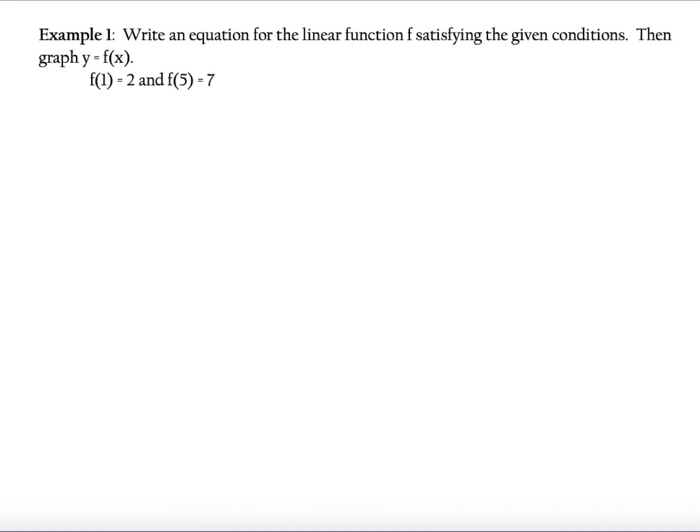So a couple of examples for us. Example number 1: write an equation for the linear function f satisfying the given conditions, and then we want to do a graph of y equals f of x. So when they're giving us the points that we're going to use to write this function, they're giving us f of 1 equals 2 and f of 5 equals 7.